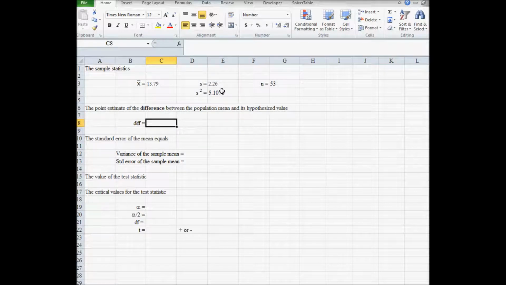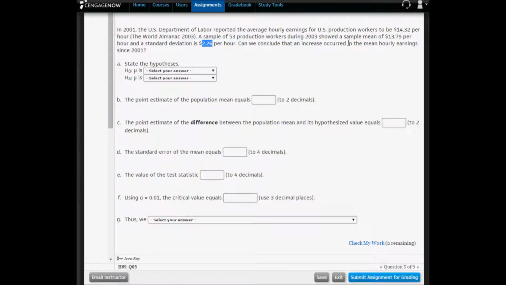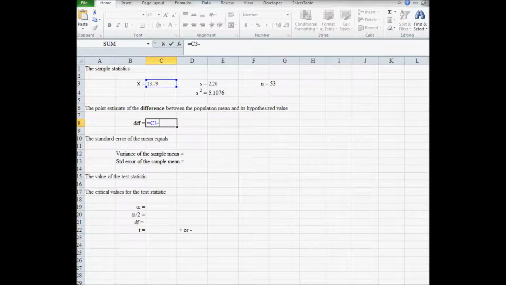The point estimate of the difference between the population mean, which is 13.79, and the hypothesized value for 2001, 14.32, is a negative 0.53. So there is a difference between the two wages. The difference is actually a decline.